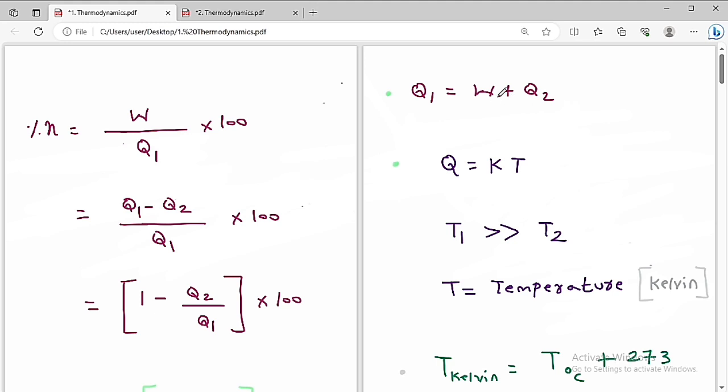So W, how can I write? W is equal to Q1 minus Q2. So (Q1 minus Q2) by Q1 into 100. If I simplify, what am I going to get? (1 minus Q2 by Q1) into 100.